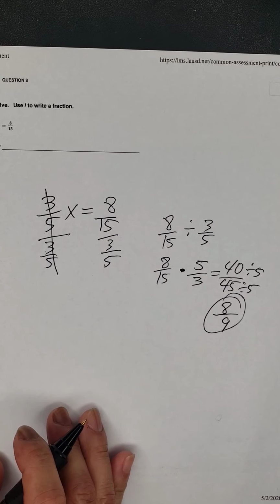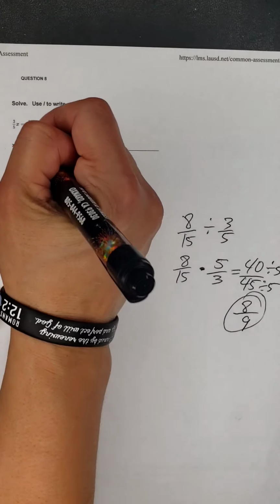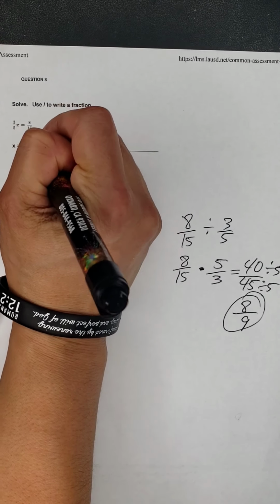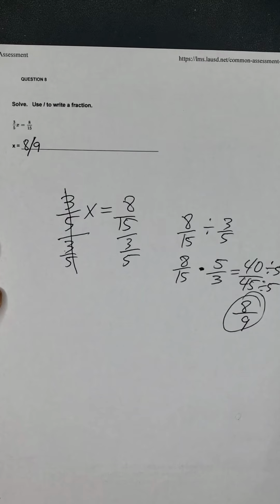And so then you go back to the computer right next to the x equals and just put 8 and then that /9 to make your fraction.